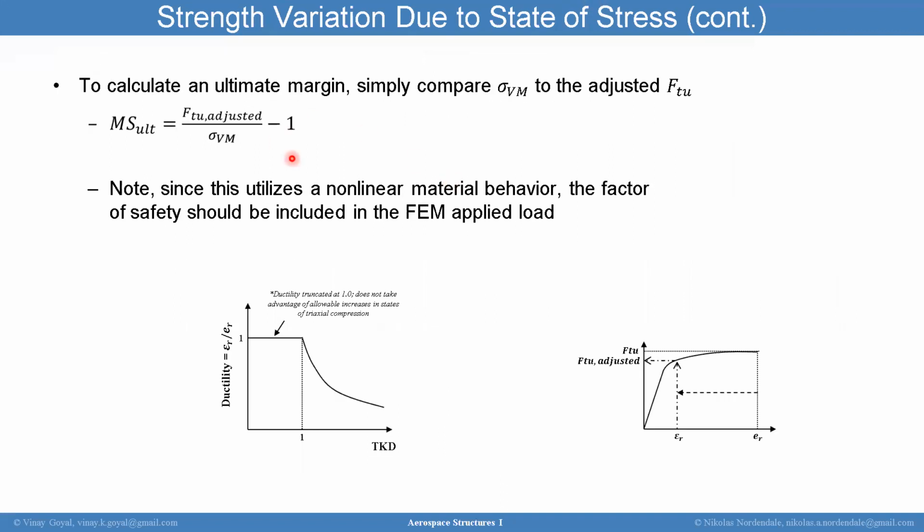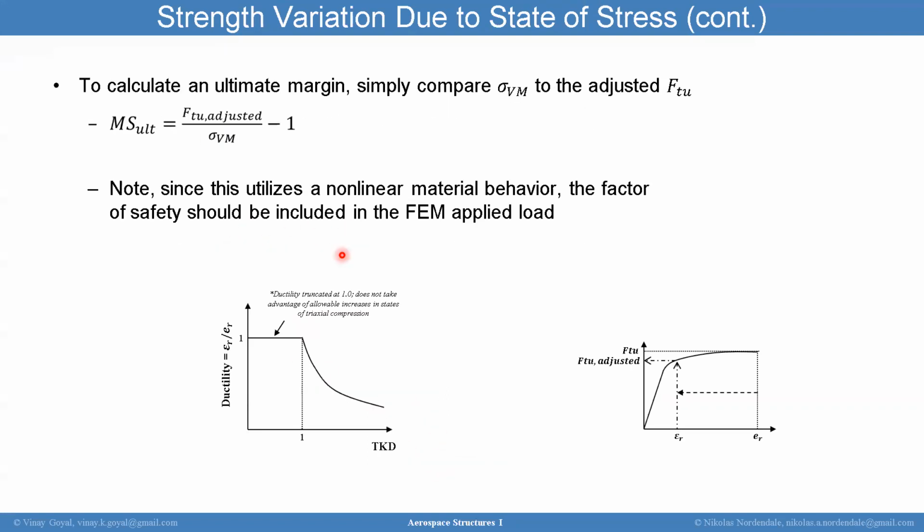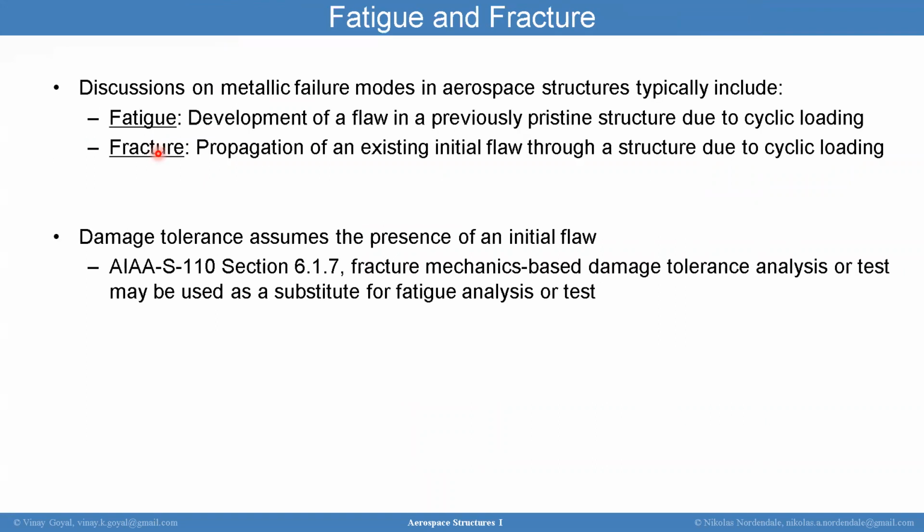And so to calculate the ultimate margin, all you have to do is compare the von Mises stress with the FTU adjusted, which was adjusted in the manner that we described here. And then you can calculate the margin of safety. Since this utilizes a nonlinear material behavior, the factor of safety should be included in the FEM applied load.